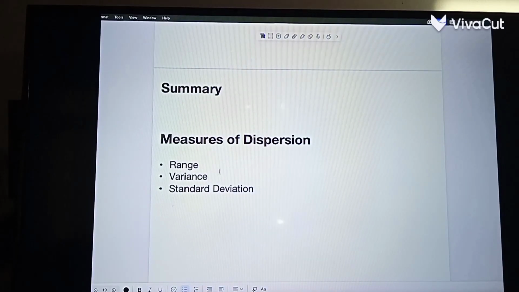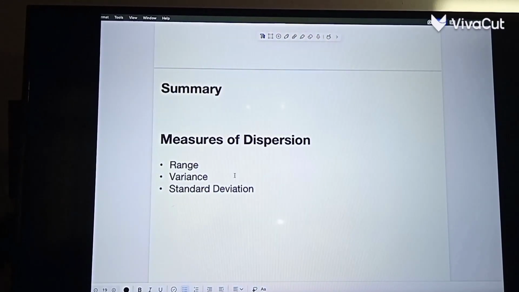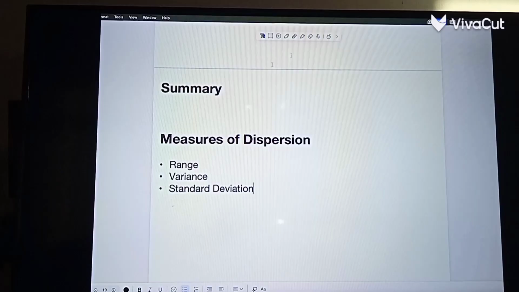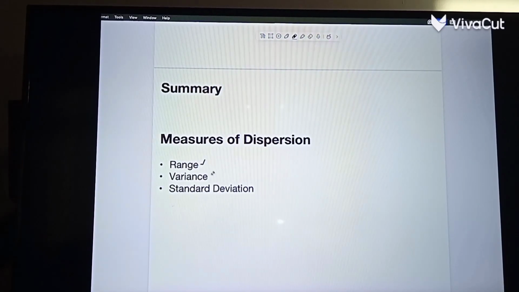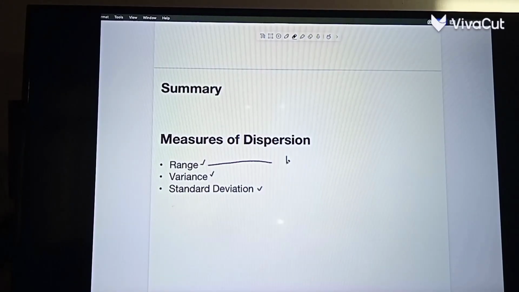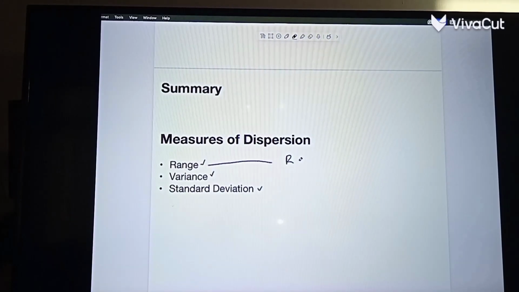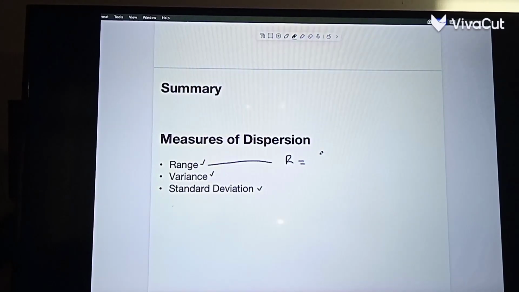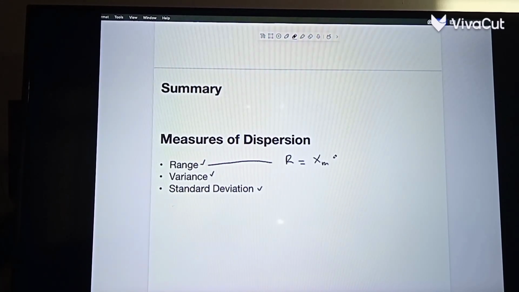Let's summarize today's lecture. We discussed measures of dispersion, wherein we discussed range, variance, and standard deviation. The formula for range was equal to xm minus x naught.